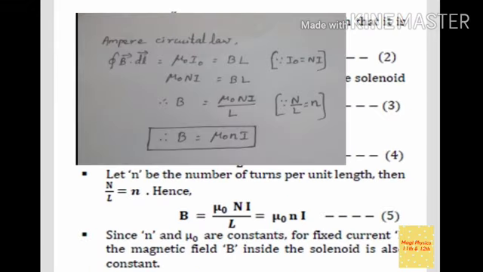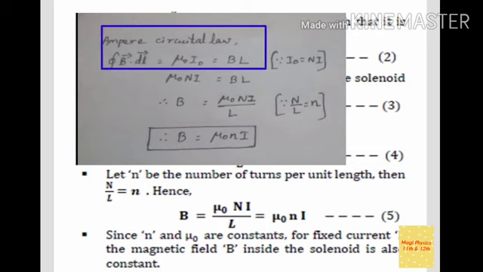After substituting all these values in equation 1, we will get the equation as closed integral B vector dot dl vector is equal to mu naught into I naught, which is equal to B into L.